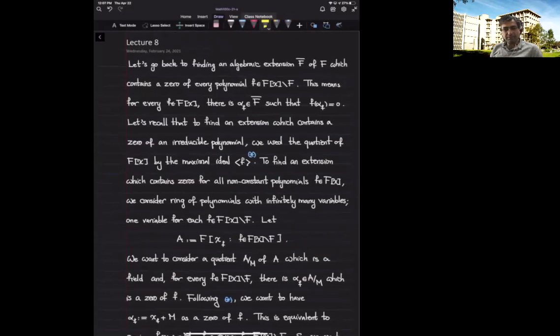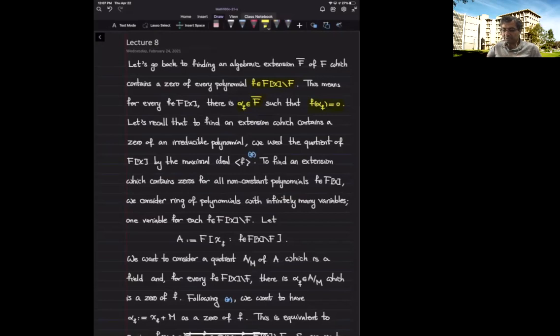Let's start with what it means. It means that whatever non-constant polynomial small f I give you, I should be able to find some element alpha sub f inside this algebraic closure, which is a 0 of this polynomial. So I need to find a 0 for each one. Now, let's go back to Kronecker's theorem. How did we do it for a single polynomial, let alone all the polynomials at the same time? So just one polynomial at a time.